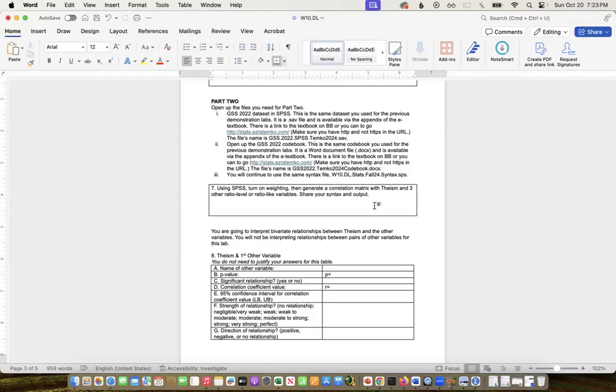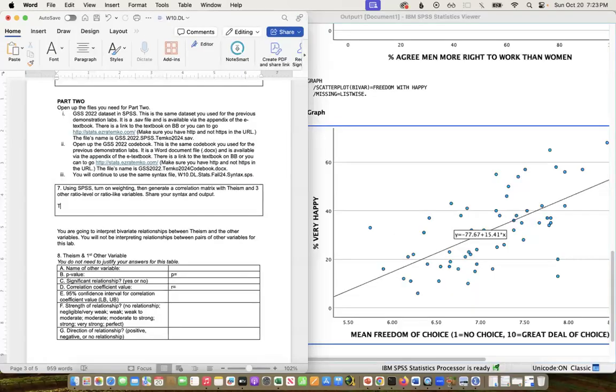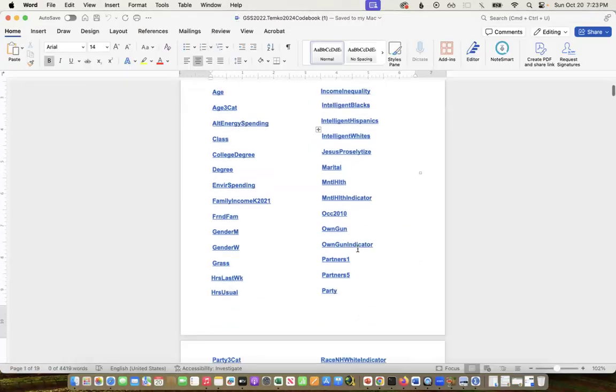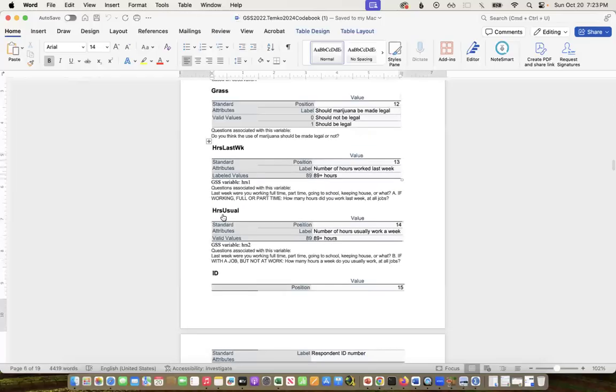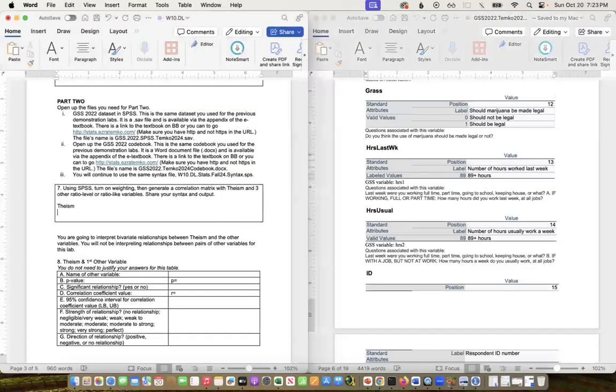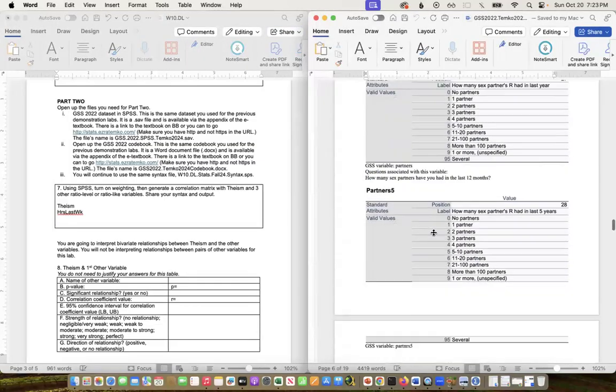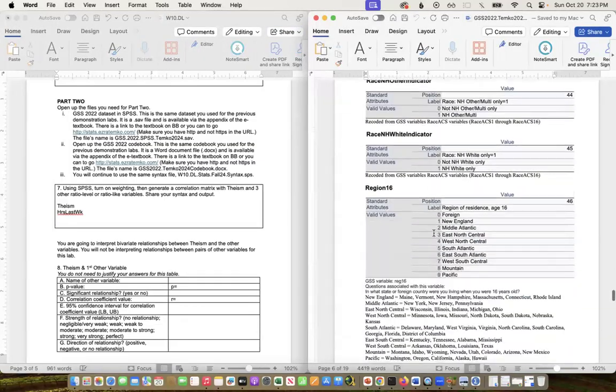Again, thinking back to that scatter plot, we're trying to show whether it has a linear relationship, and if so, whether it's positive or negative and how strong it is. And so we're going to use theism, and then we're going to choose a few others we're interested in, whether there's a relationship or not. So why don't we do theism? Let's look at our codebook. We have used hours worked last week, so let's do that. And then what things are we curious about, whether there's a relationship with how theistic folks are?